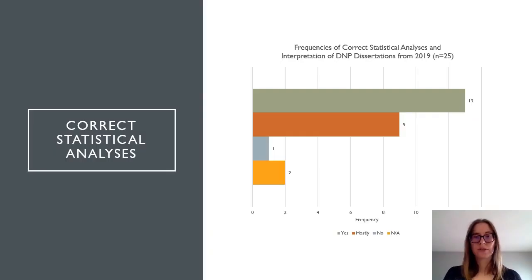So first, let's look at the number of correct statistical analyses. There were 13 people who did correct statistical analyses out of 25, and that is about 50%, a little over. And then we have 9 students who mostly did their statistical analyses correct. So with those two combined, it's not too bad. Most of the students did at least do mostly their analyses correct, but there is room for improvement for sure in reporting statistical analyses and doing them correctly.